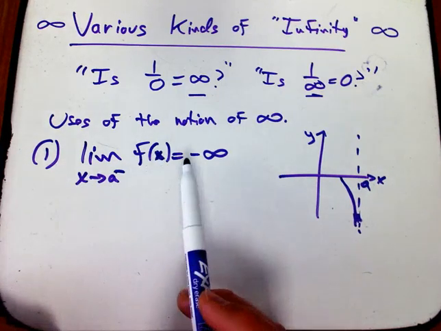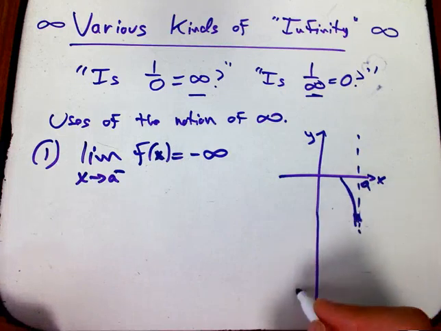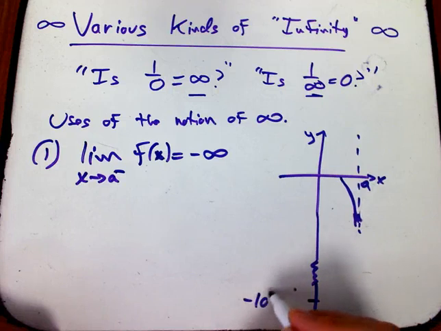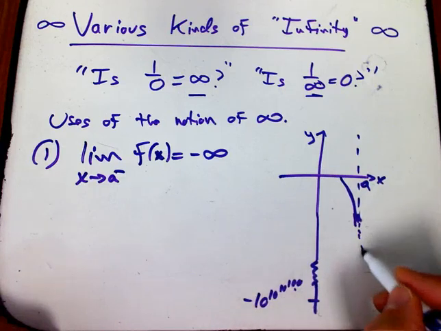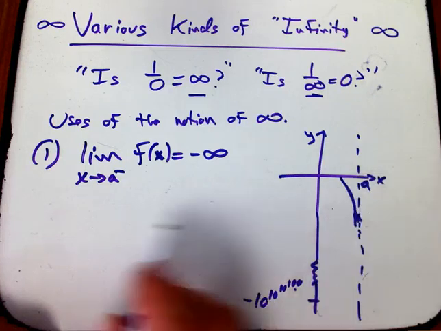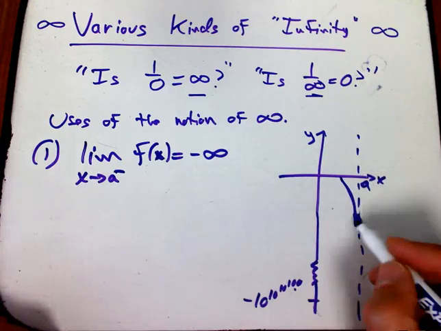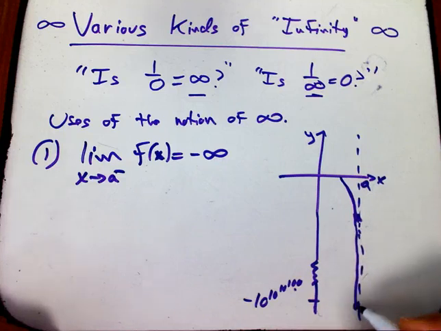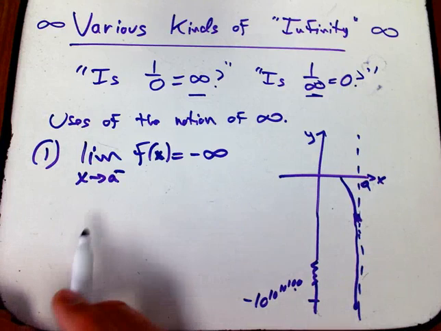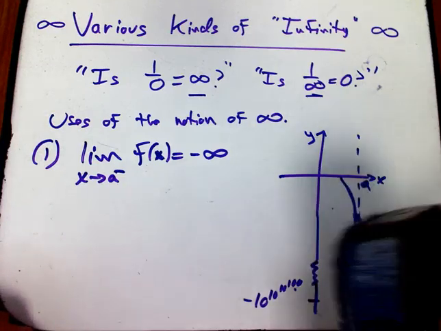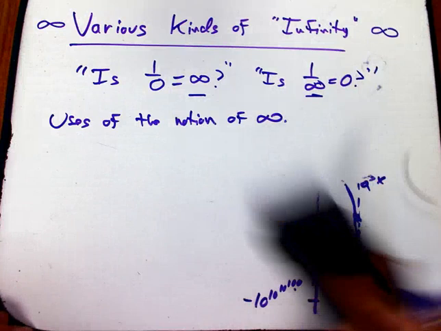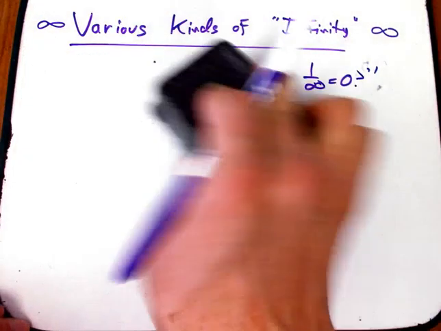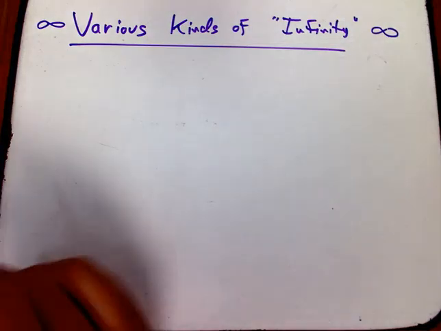Or to say it slightly better, given any huge, large negative number, let's break the scale here and say minus 10 to the 10 to the 10 to the 100, I can find some number x close to a, so that when I get to that number, I will be that far down, and I can get even further. Not to make this into a lecture on limits, but this is a very good and very common use of infinity, though really just as a placeholder for a more long-winded thing about limits or epsilons and deltas.